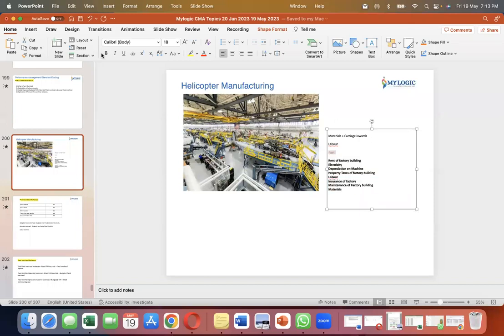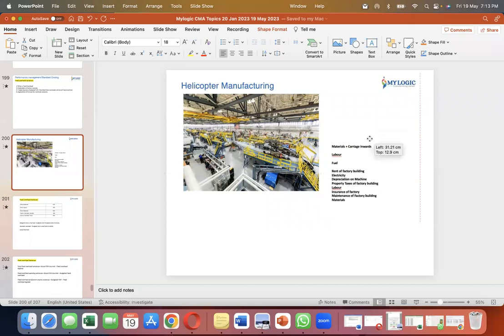Human resource. Human resource generally can be a separate category of expenses, correct? Administrative expenses. Now this is good enough.